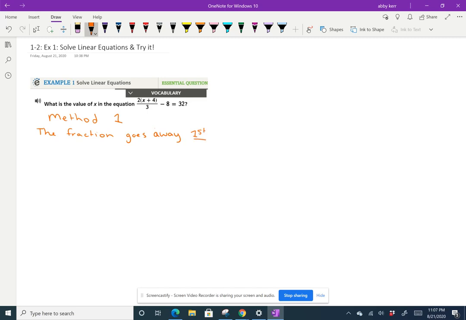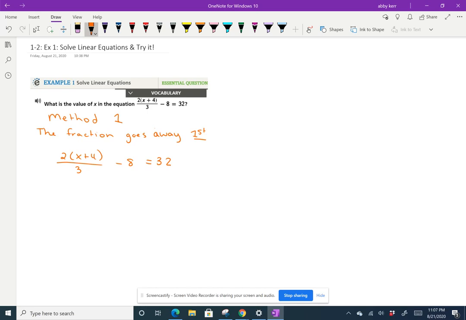Okay, so we have 2 times the quantity x plus 4, all divided by 3, minus 8 equals 32. Now, when solving an equation like this, you need to remember that it's all the inverse of operations. So the opposite of adding is subtracting. The opposite of multiplying is division, and vice versa. So when I say vice versa, that means the opposite of minus 8 is adding 8, or adding 8, then minus 8. So just the opposite.